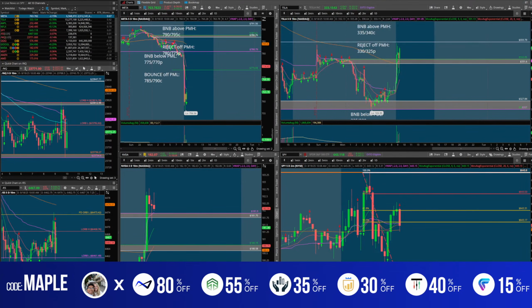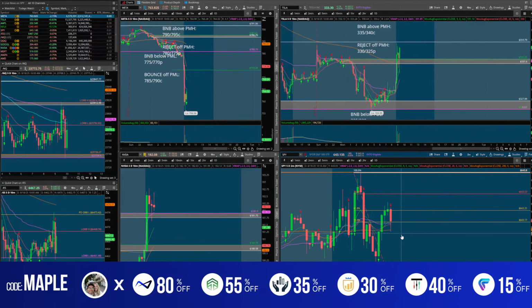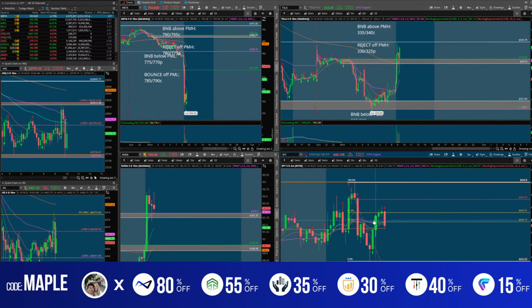Beautiful entry there. Nothing crazy though. I really want to see us maybe clear out of the golden zone right here. Literally got short right there.